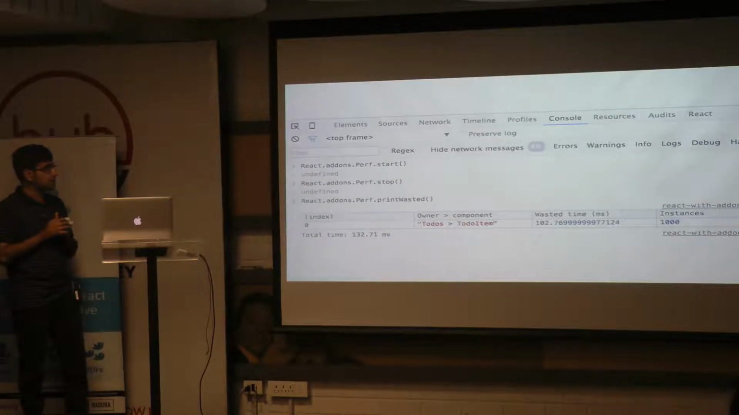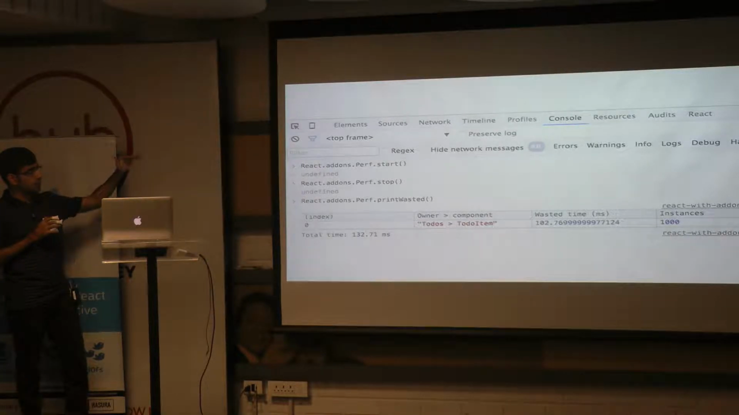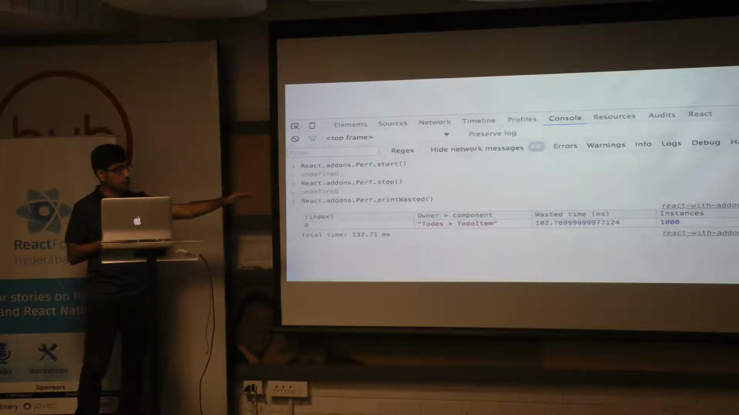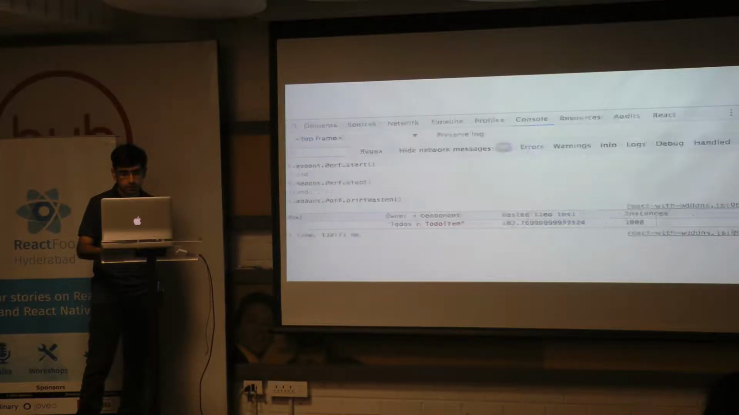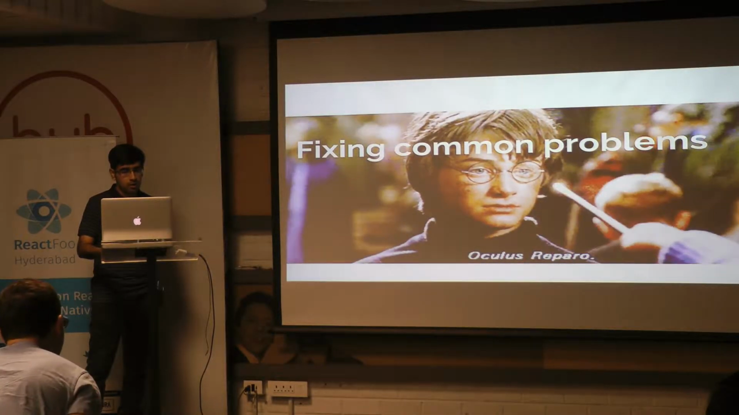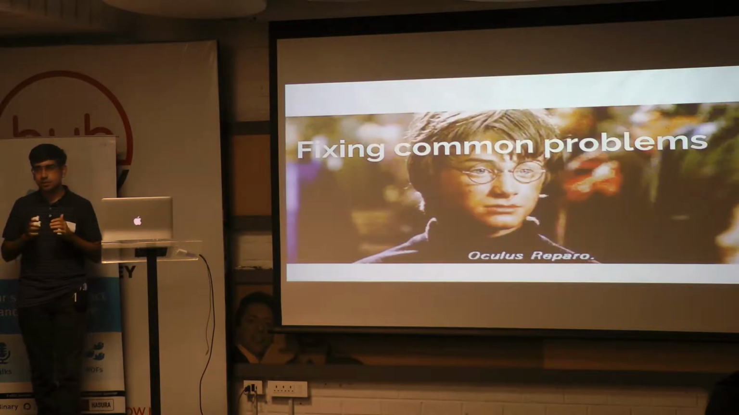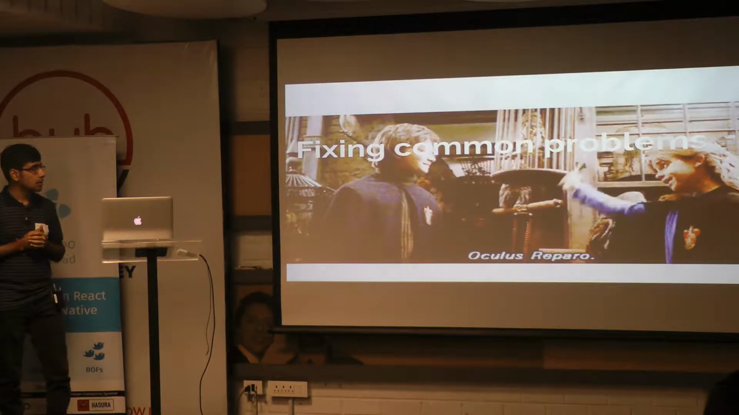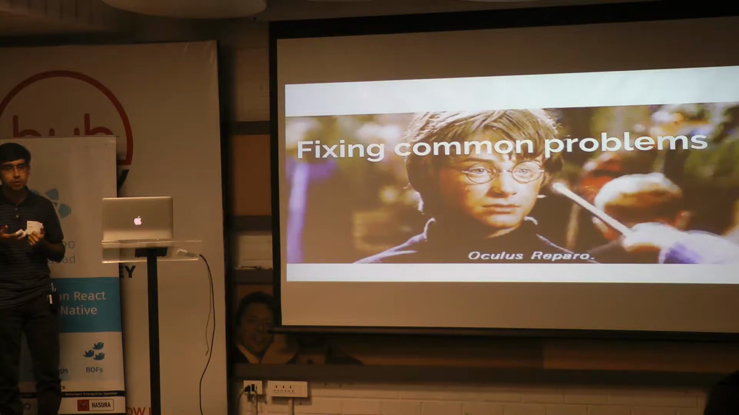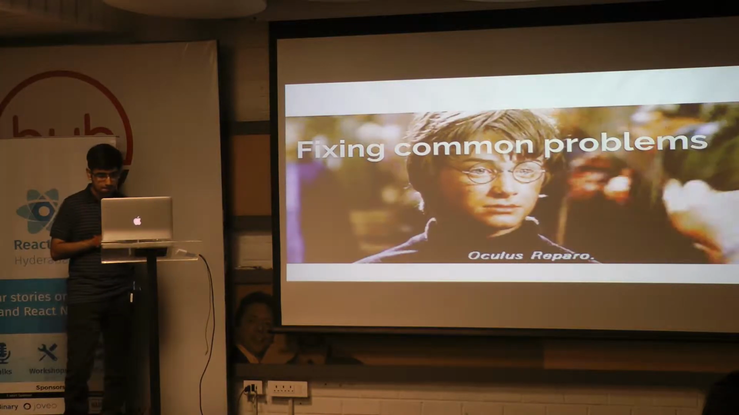This is what a sample screen looks like. After calling perf.start and perf.stop, we can use methods like printWasted to see where React ended up wasting time: which component, how much time was wasted, and how many instances. So this is a good tool to use. So we have seen some of the common profiling techniques. Now, how can we fix problems using these?